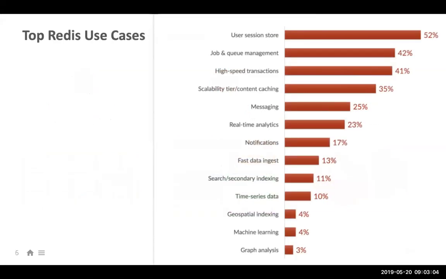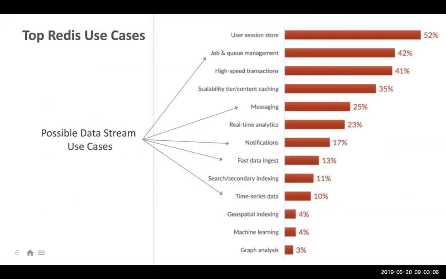It's used in lots of different examples, but what I'm here to talk to you about today is the data stream or the streaming use cases. So it's already been used for job queues and messaging and notifications and fast data ingest and time series data. And now with Redis streams, we can make some of that or even all of that better.